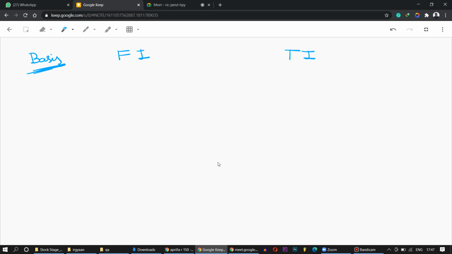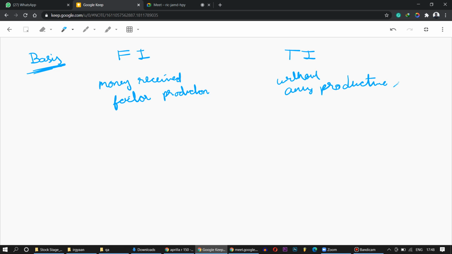I'll write it briefly. This is money received from factors of production. In this, you receive it without any productive service. Money received without any productive service in return. And this is our meaning. Then you have nature.